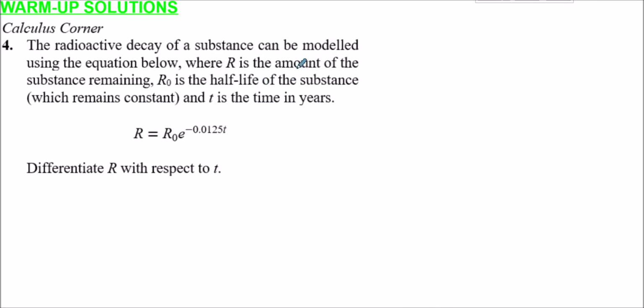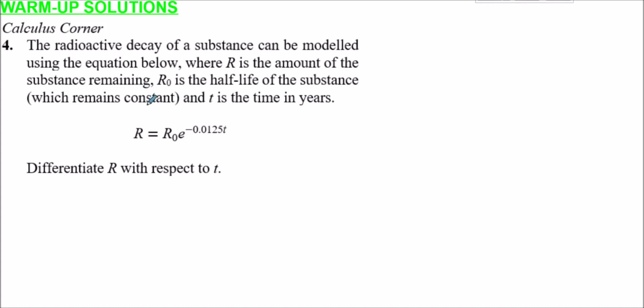Warm-up question 4, Calculus Corner. We've got this radioactive decay of a substance that can be modelled using an equation which is exponential decay using e, which lots of decay questions can be. So R is the amount of substance remaining, and R0 is the initial amount, and the half-life of a substance remains constant. If you're wanting to know, the half-life of a substance is the amount of time taken for the mass of a substance to halve through the decay process. Anyway, that's a little aside for you, ask your physics teacher. T is the time in years.